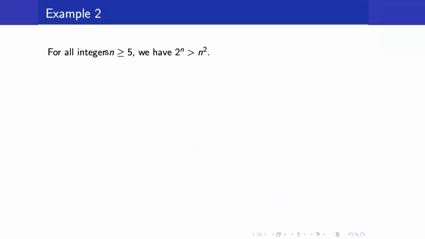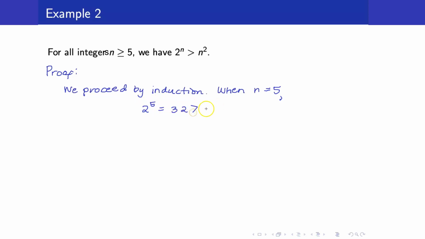For our next example, we will show that for all integers n greater than or equal to 5, we have 2 to the n is greater than n squared. First, our P of n is this statement: 2 to the n is greater than n squared. We will start with our base case. When n is equal to 5, 2 to the 5th, which is equal to 32, is greater than 25, and your 25 is 5 squared.